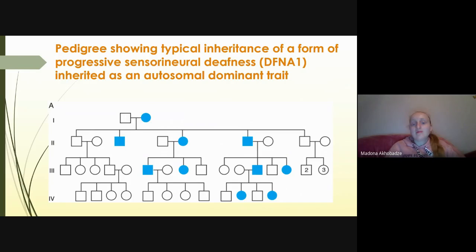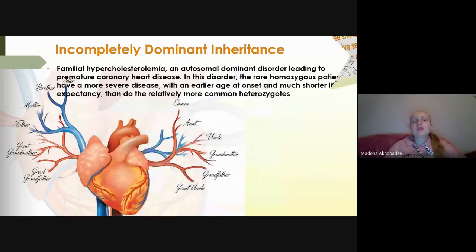Of course, the frequency decreases after generations because of the dispersion of genetic material. But still, it appears in every generation. So now let's talk about incomplete dominance, like in familial hypercholesterolemia, an autosomal dominant disorder leading to premature coronary heart disease. In this disorder, the rare homozygous patients have a more severe disease with an earlier age at onset and a much shorter life expectancy than do their relatively more common heterozygous counterparts.